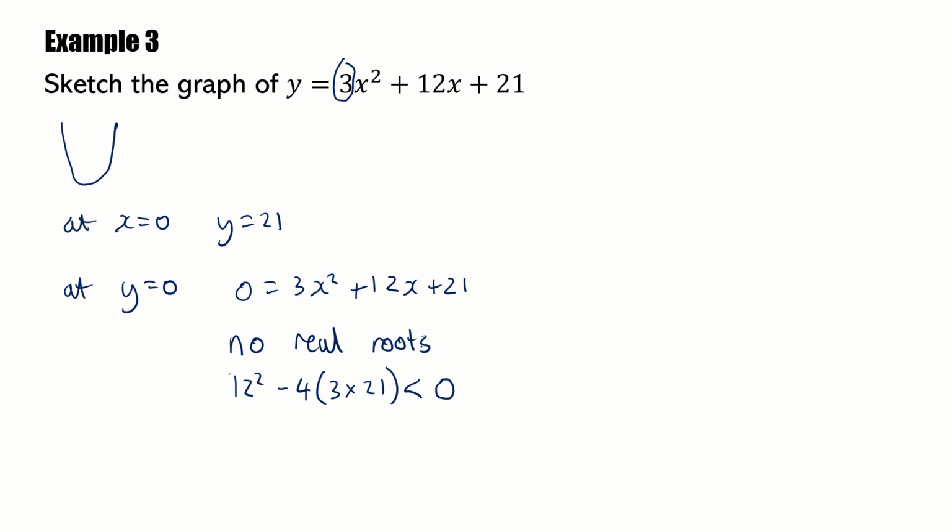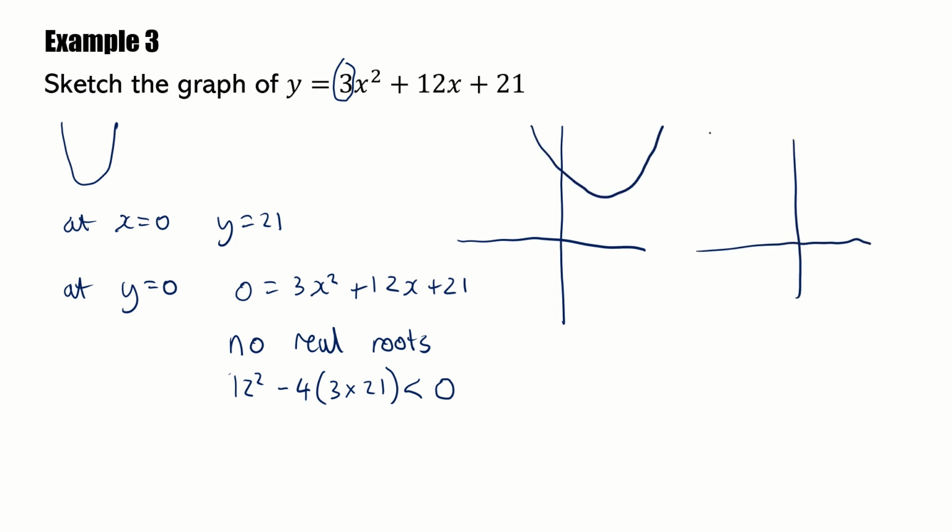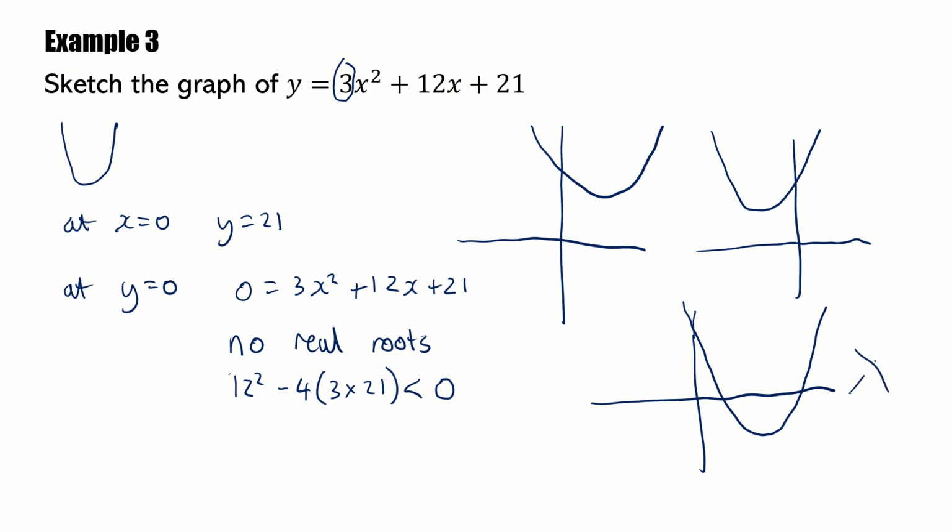Well, the thing is we already know roughly what it's going to look like. We know because it's a positive U shape and there's no x-intercepts that it must look something either roughly like this, or it must look something like this. In other words, the vertex, the minimum point, must be above the x-axis somewhere, because if it was below the x-axis, of course that would mean the graph, if it has a U shape as well, would have to be intersecting the x-axis, which is not the case.